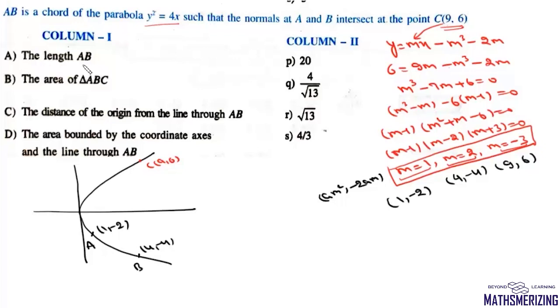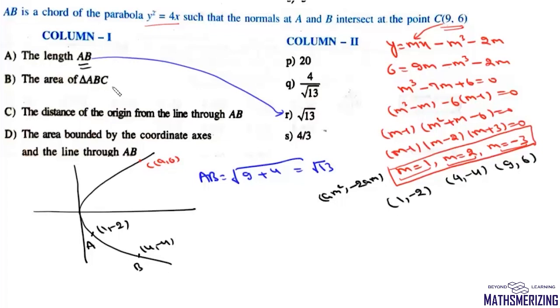Now the first question is we need to find the length of AB. So the length of AB will be under root of, now this is 3 square, 9, and then it will be 2 square, 4. So it should be under root of 13. So this A is matched to R.